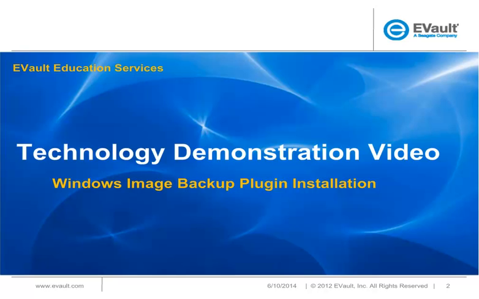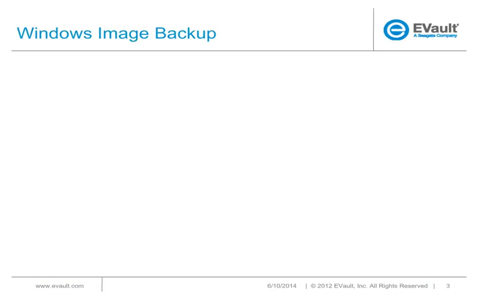This video demonstration will illustrate the installation of an EVault Windows agent with an optional image backup plugin. The image backup plugin allows a backup administrator to more quickly and efficiently protect an entire NTFS volume. With the Image Backup plugin, an entire NTFS volume is backed up as a single image file.